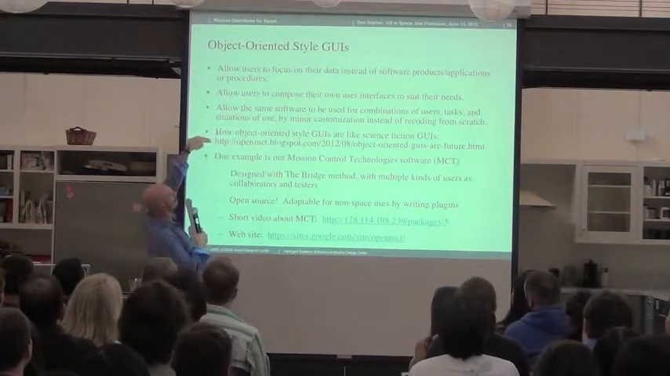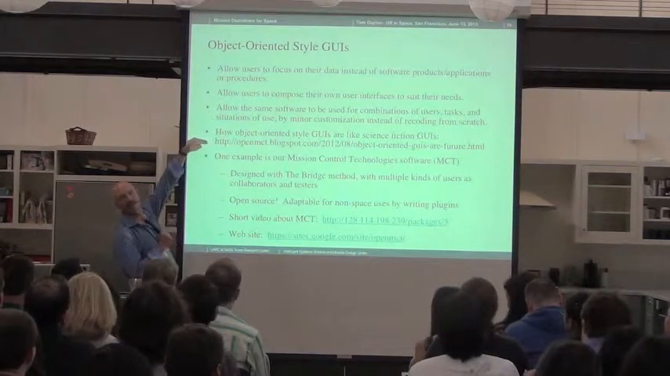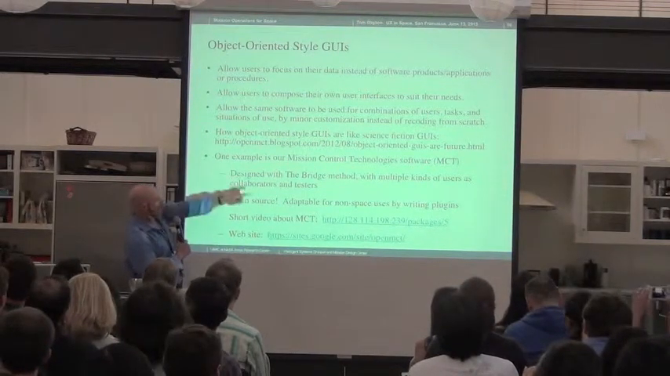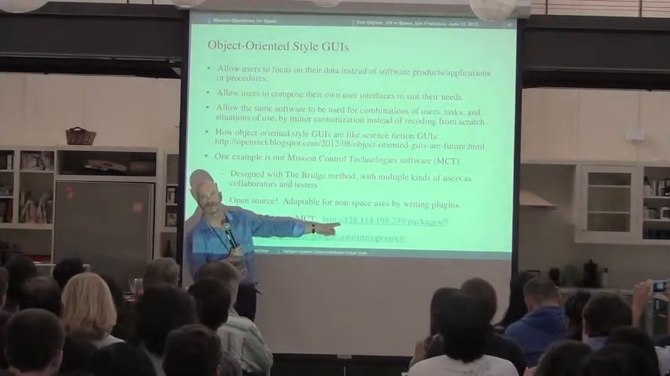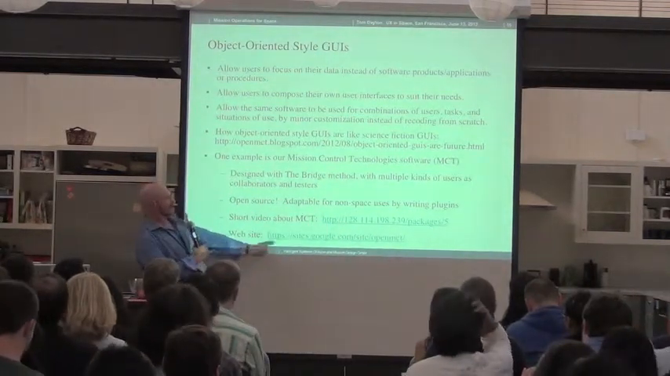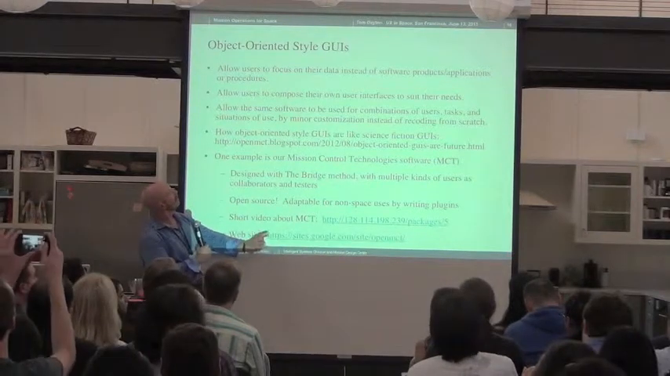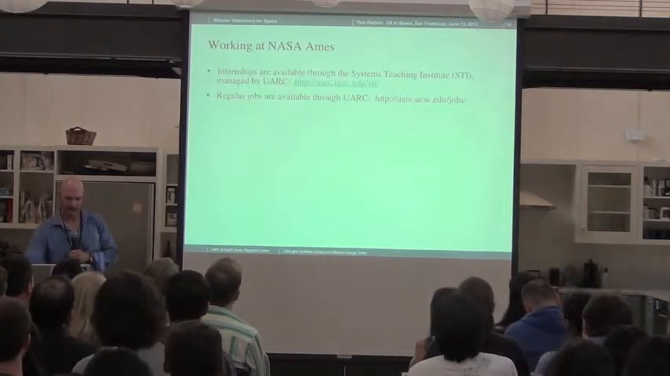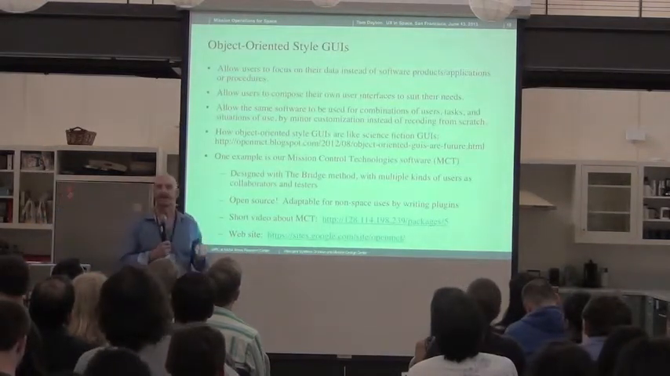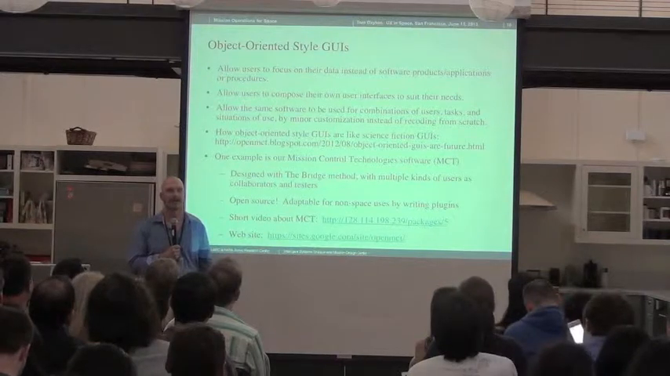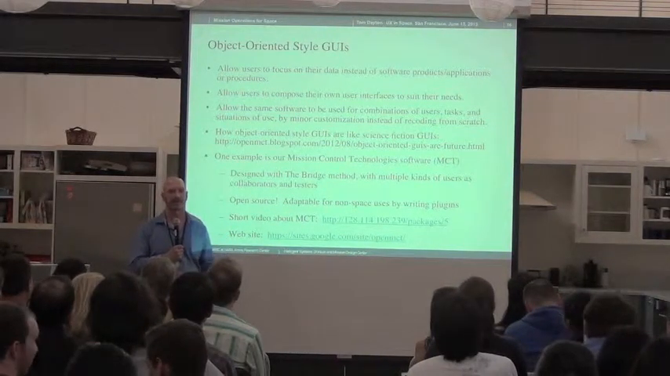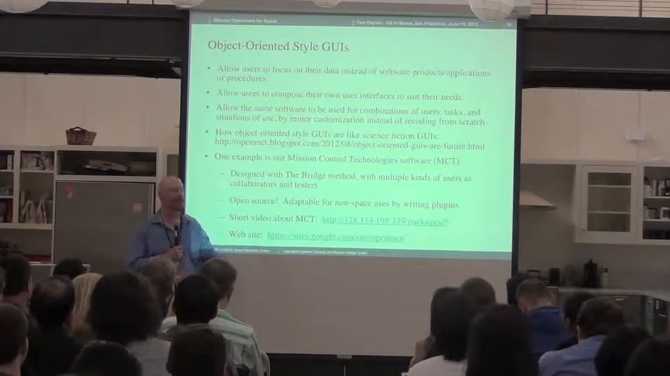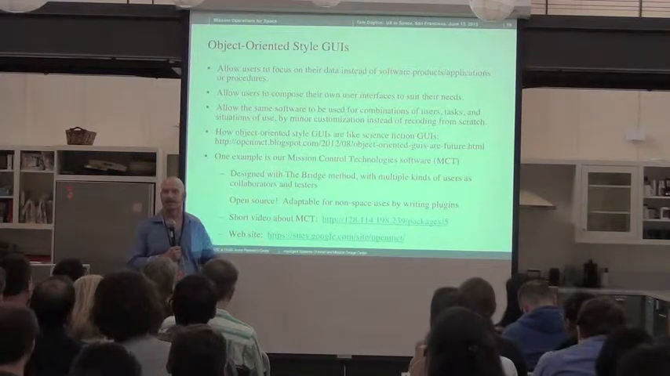There is an explanation here on our blog of how object-oriented GUIs are like science fiction user interfaces you see. And there's a short video about our MCT software. And there's the MCT website. And by the way, our MCT software is open source. We would really, really like you guys to download MCT. The demo is a very simple one-file download, and you can run it. We have a 3-minute video on the website showing you how to use this. You can try to use it following along with the video. And the code is on GitHub, and we want people to build plugins.